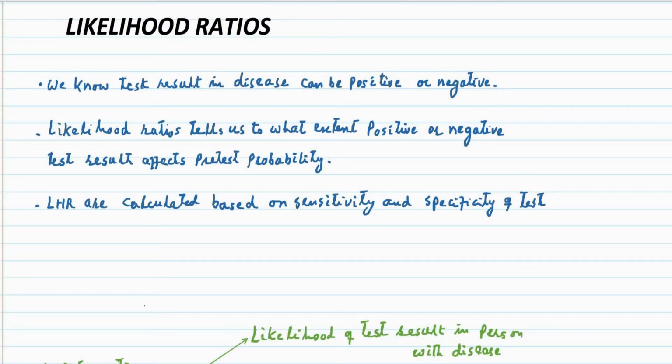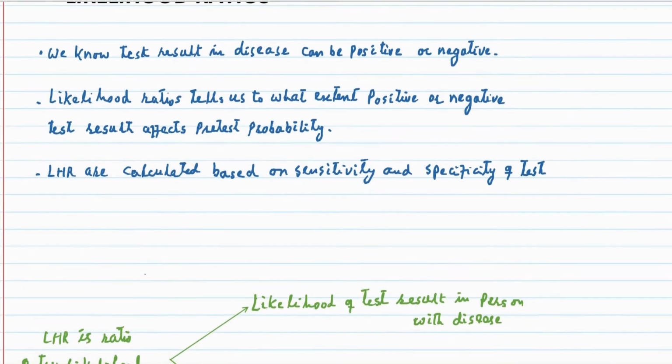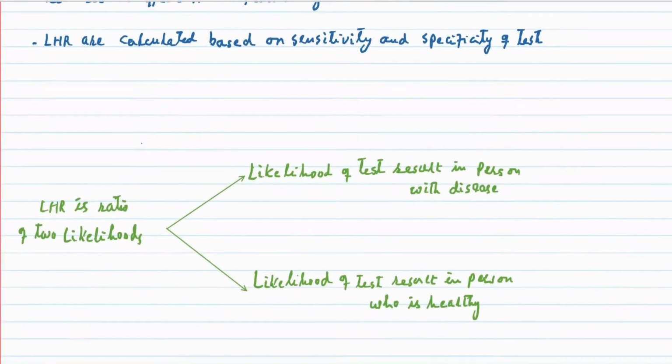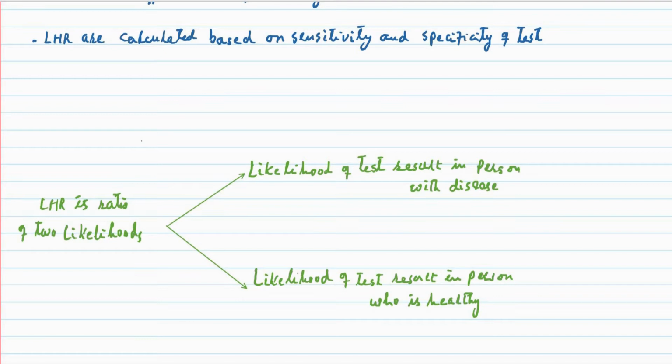Now let's discuss the second component of the formula, and that is likelihood ratios. We know test results in disease can be positive or negative. Likelihood ratios tell us to what extent a positive or negative test result affects pretest probability. Likelihood ratios are calculated based on sensitivity and specificity of the test. Likelihood ratio is actually a ratio of two likelihoods, that is, likelihood of test result in a person with disease to likelihood of test result in a person who is healthy.